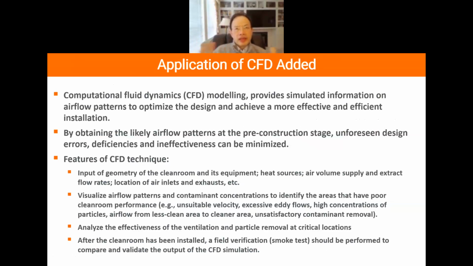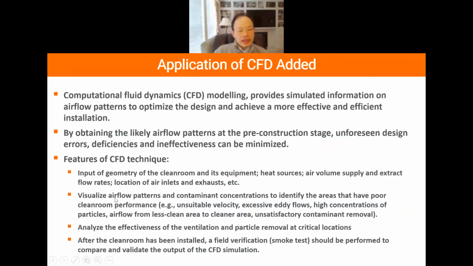So to minimize unforeseen design errors and ineffectiveness, you can use CFD to simulate based on your design and to identify if in any area you have an ineffective or non-functional area. More specifically, for CFD we need to input the geometry of the clean room, the equipment, where the heat sources are, airflow supply rate, and extract rate, where extract means return or exhaust, and the location of the inlets and exhausts.